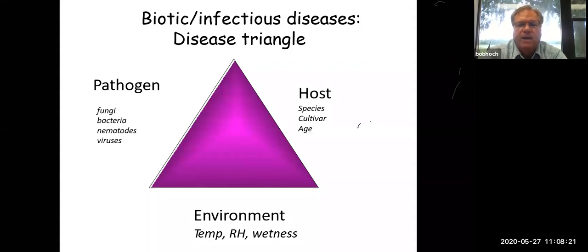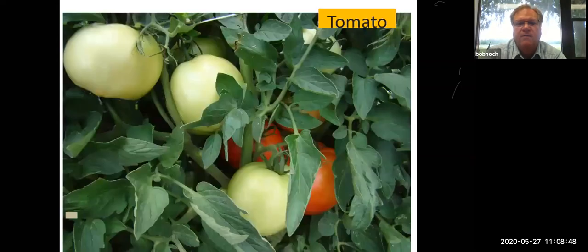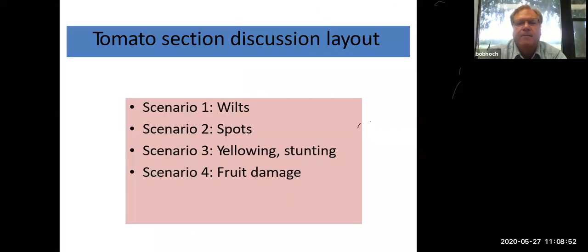So for instance, if we have a host, a susceptible variety of tomatoes, and we know that the fungus organism is in the area, but we can somehow modify the environmental conditions so that we break that cycle, we can reduce the likelihood of that particular pathogen becoming a problem. So any one of these three components of the triangle, if we can break the triangle, we can reduce the incidence of diseases.